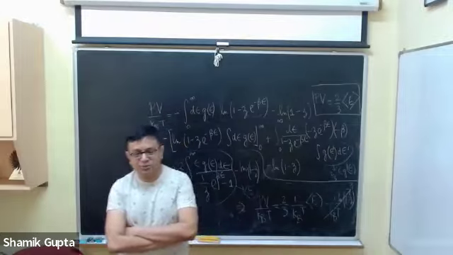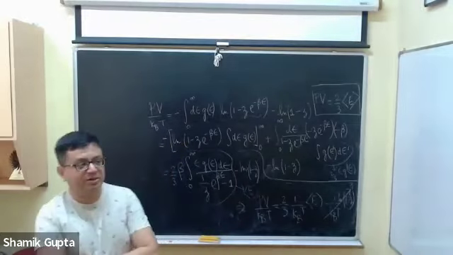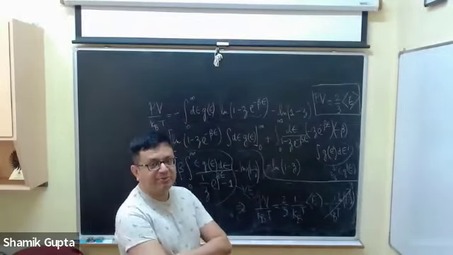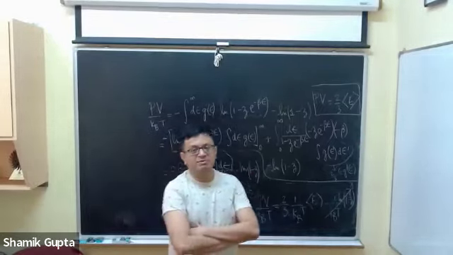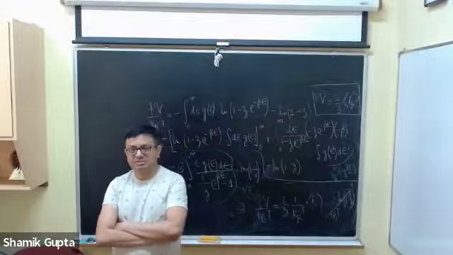And now what we will do is take the ideal Bose gas and ideal Fermi gas both together, and then we will take the limit of very high temperature.